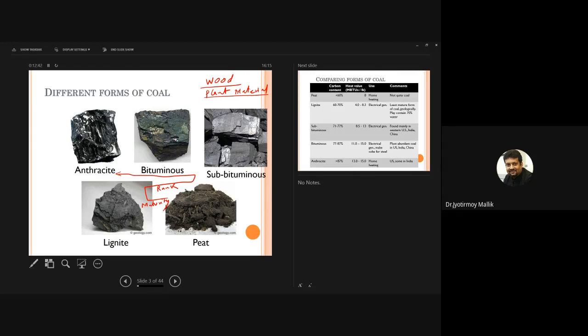But one thing you can see is that with maturity, the luster of coal is increasing. So anthracite is extremely lustrous, okay? Very, very lustrous. It reflects almost like it has metallic luster. But then you can see for lignite and peat, it's very dull. The luster is dull.